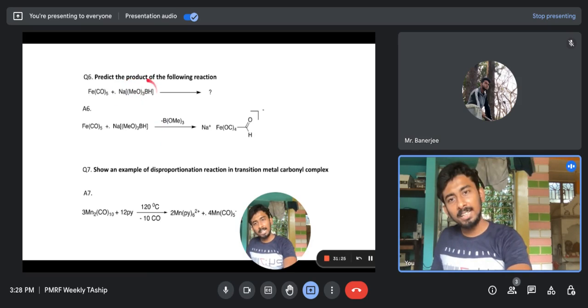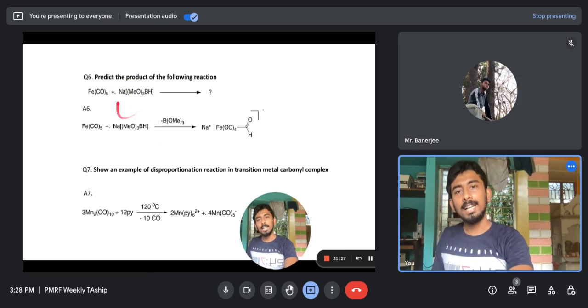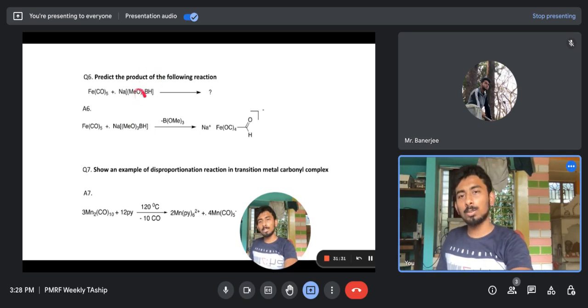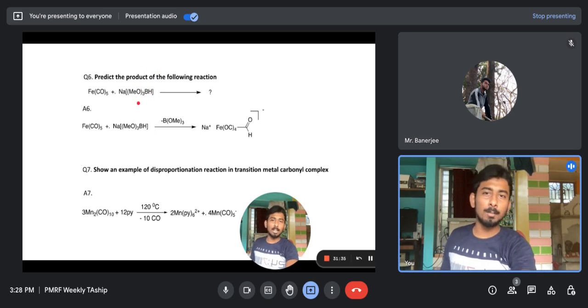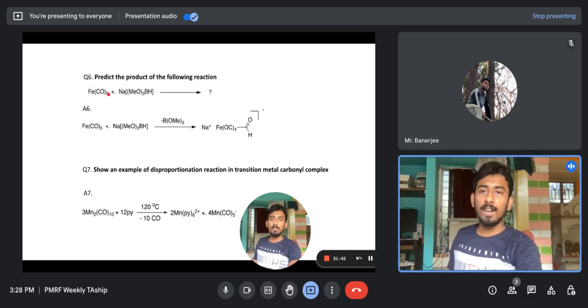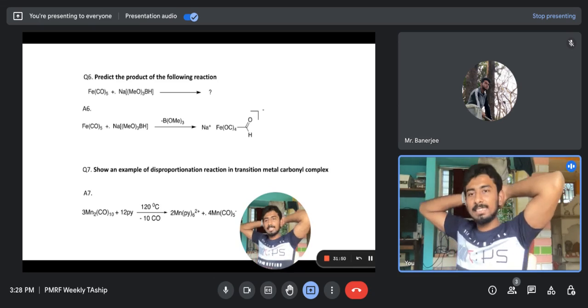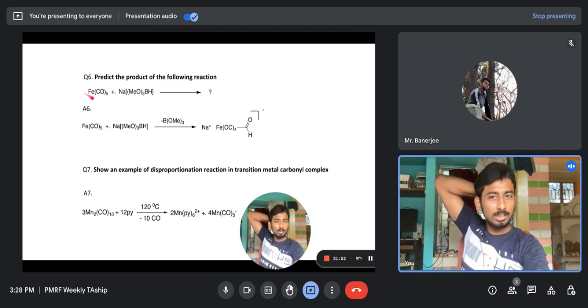This is actually a hydride donor. It is a very good hydride donation agent because it is an analog of sodium borohydride, NaBH4. Instead of three hydrogen atoms, three methoxy groups are here, and there is a carbonyl moiety. Fe(CO)5: 5 into 2 is 10, and Fe is a d6 system, 4s2 3d6, so an 8 electron system. So 10 plus 8 is 18. So it is an 18 electron system.